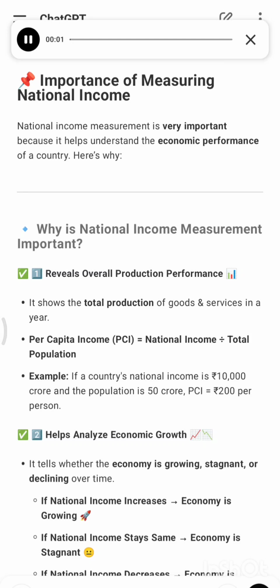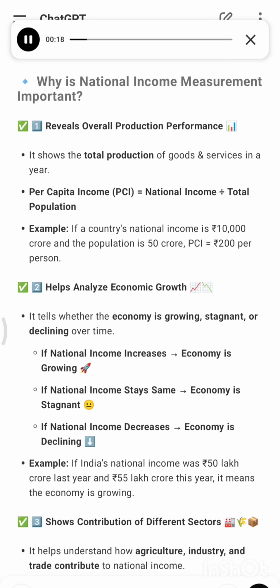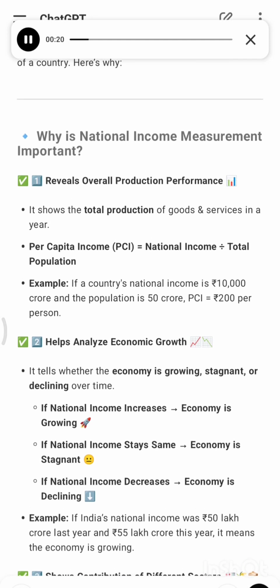Importance of measuring national income. National income measurement is very important because it helps understand the economic performance of a country. Here's why. Why is national income measurement important? 1. Reveals overall production performance. It shows the total production of goods and services in a year.